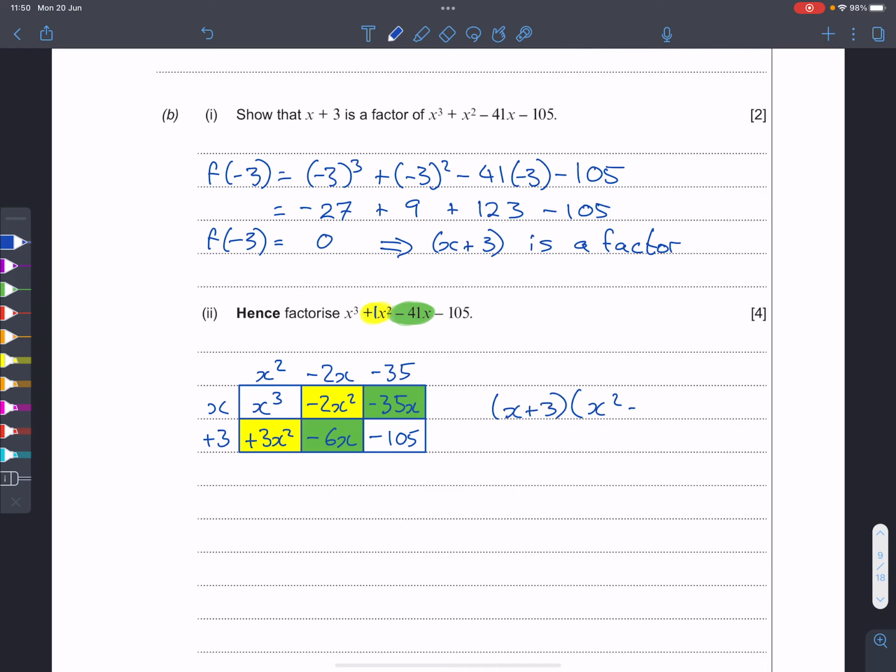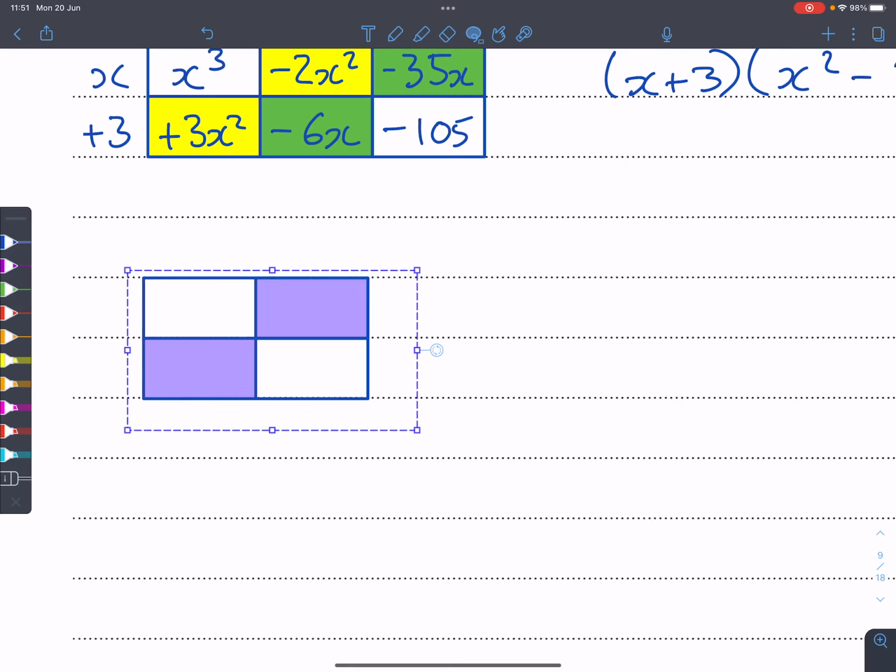So I now know that this initial function can be written as x plus 3 multiplied by x squared minus 2x minus 35. What we have to do now is to look at this expression.